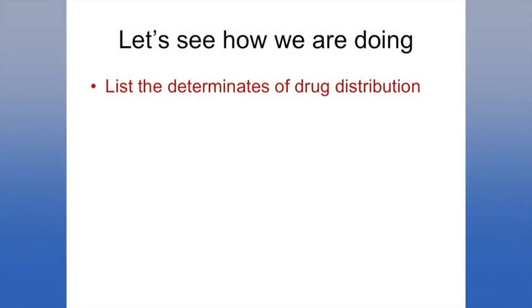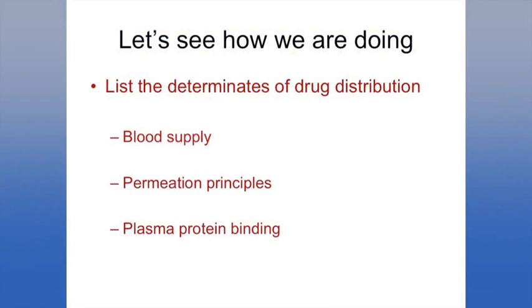So again, let's take a breather and see how we're doing. Take a moment to consider, what are the determinants of drug distribution that we've talked about so far? And the answer to that question is blood supply, the permeation principles, aqueous, lipid, specific carrier mechanisms, endocytosis, exocytosis, and then the third element, plasma protein binding.